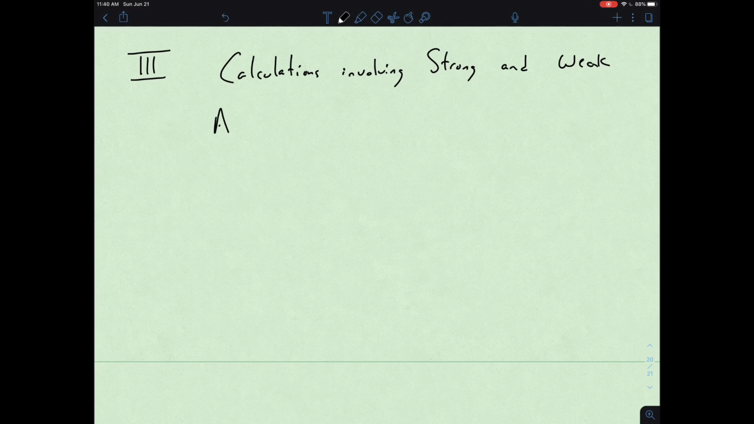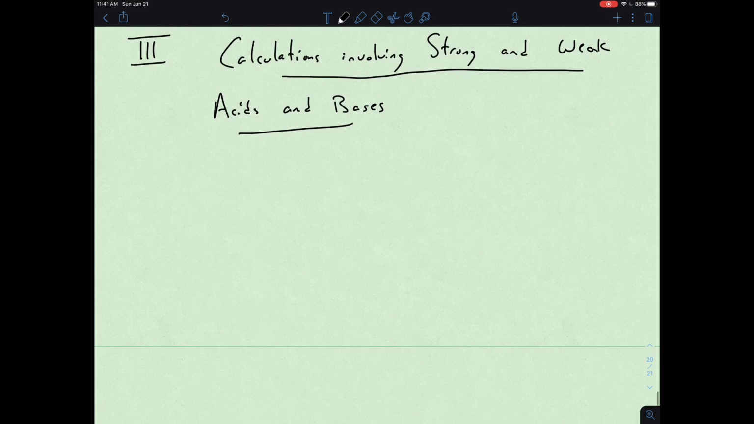Now we can get into part 3, where we've done all the conceptual pieces. Now we can get into calculations involving strong and weak acids and bases. So a pretty lengthy, just calculational lecture here as far as going through different examples, reinforcing our methodology for approaching these types of questions as well.